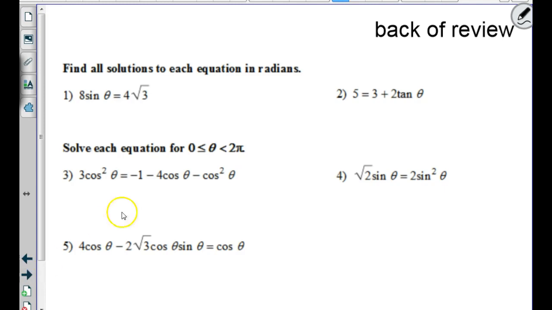All right. On the back of the review, there are some questions also like 5.3. So we have basic equation solving. This one says all solutions. What would you do for either of these first two to find all solutions?